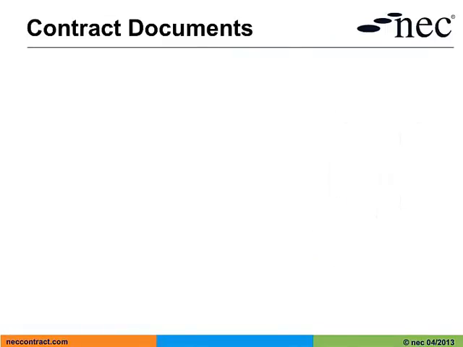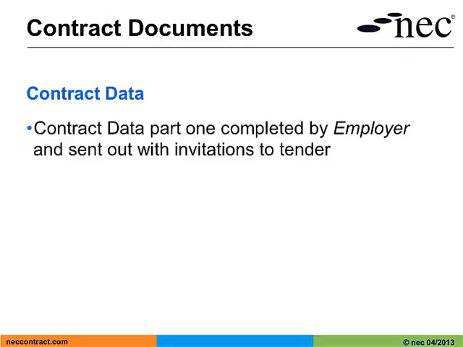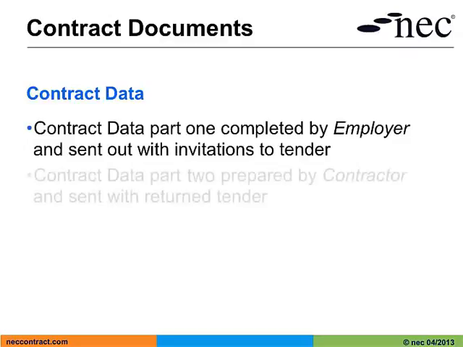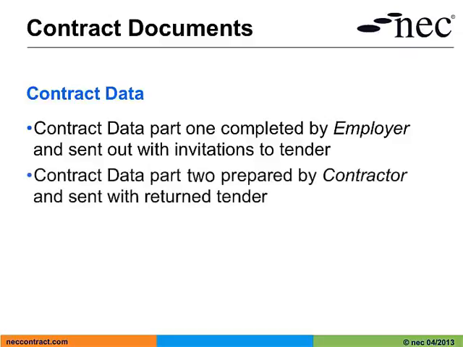Firstly, we have the contract data forms. Contract data takes us from a generic off-the-shelf NEC3 term service contract to a specific term service contract for a particular employer. It comprises two parts. Contract data part 1 is completed by the employer and sent out with invitations to tender. Contract data part 2 is completed by the contractor and returned with his tender.